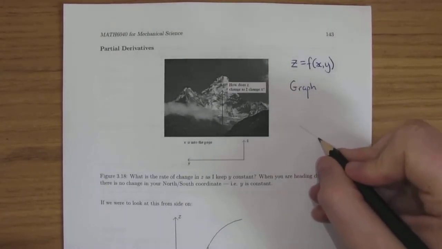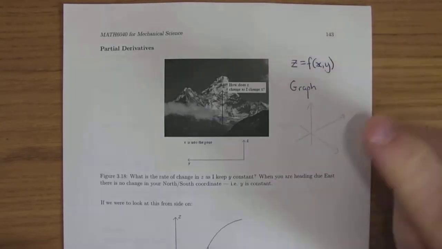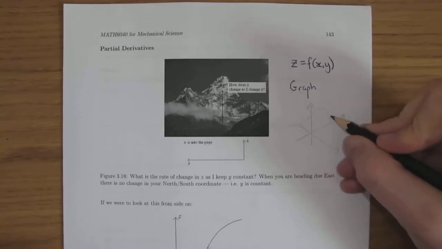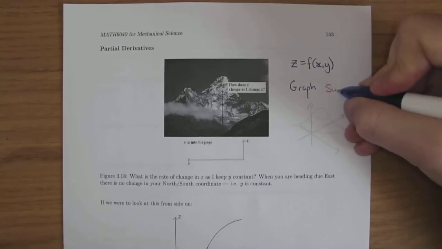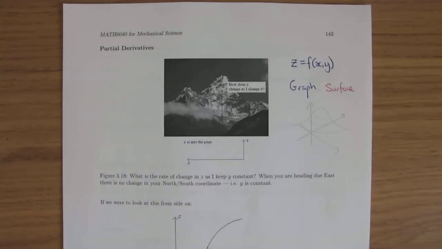Now I'm not really good at drawing these things. I don't think many people are. But I want you to think of it as a kind of surface, so maybe some kind of mountain or something like that. That's what the graph looks like. It's a three-dimensional surface. I want you to think kind of geometrically now. So we're thinking about these graphs, which are surfaces. Think of them kind of as hills and mountains.